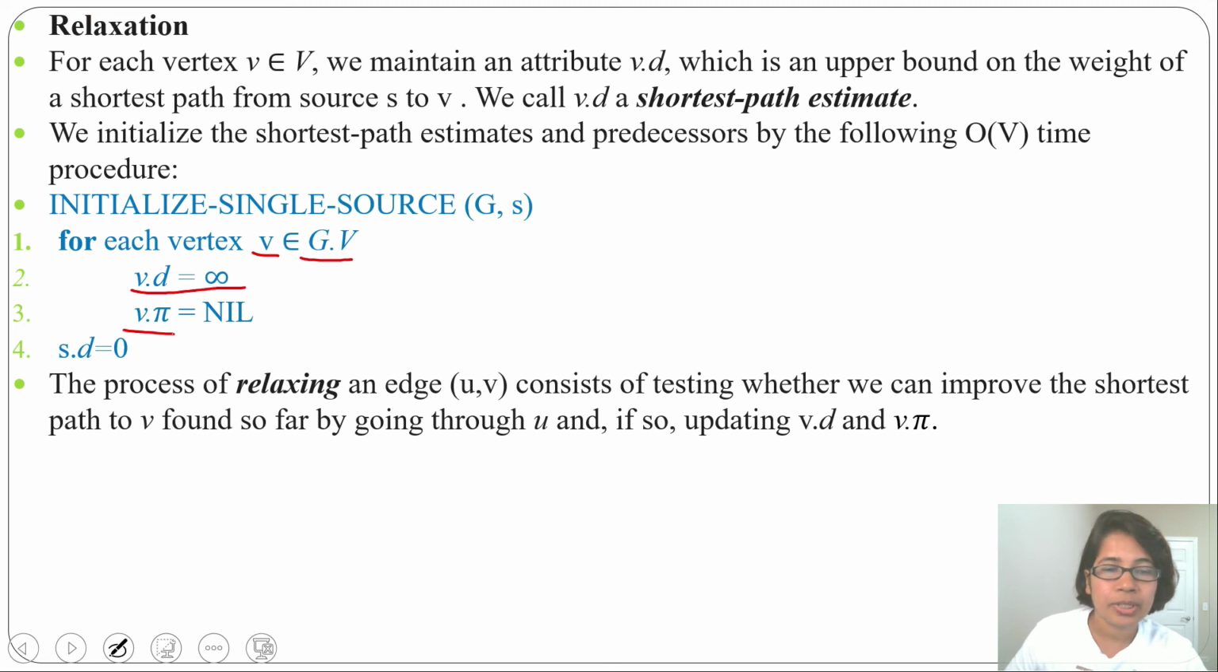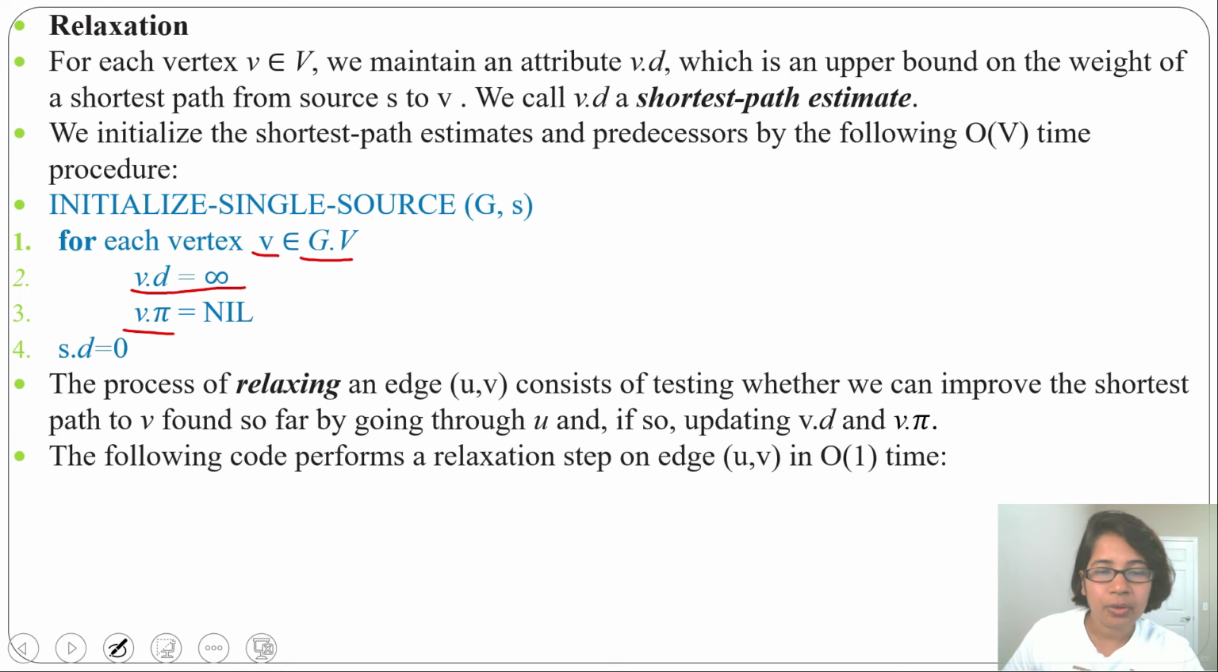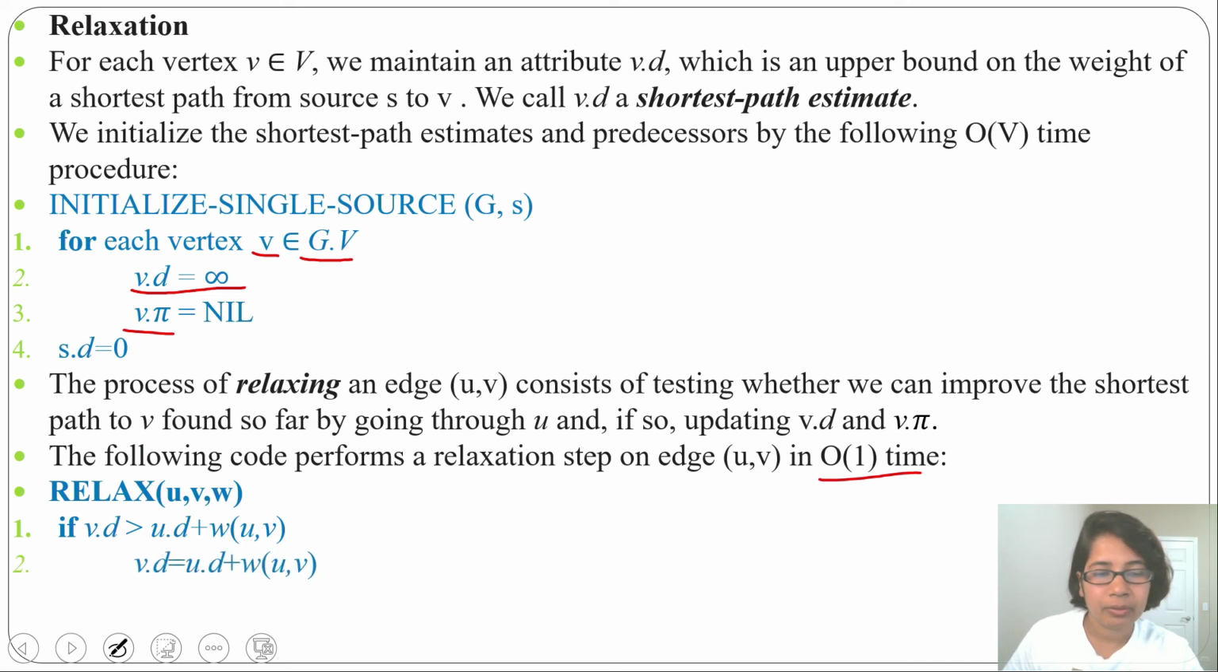So the process of relaxing an edge (u, v) consists of testing whether we can improve the shortest path to v found so far by going through u. If so, then we update the distance and predecessor. The following code performs the relaxation step in order of one time. Relax(u, v, w): if v dot d is greater than u dot d plus w(u, v), then v dot d equals u dot d plus w(u, v) and v dot pi equals u.